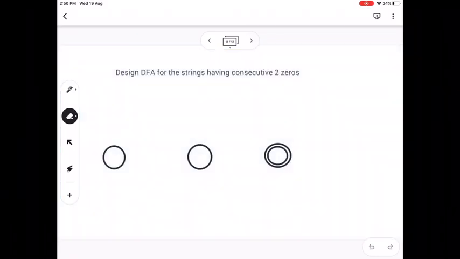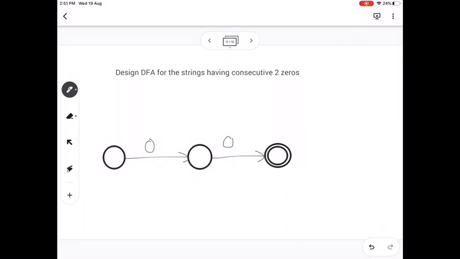Now another type of example we will get: design a DFA for strings having two consecutive zeros. Okay, so again the string is made up of zeros and 1s. So two consecutive zeros, so first we will draw for two consecutive zeros. That is our first step. A very simple step, a very important step. And the first step is to mark Q0 as the initial state.